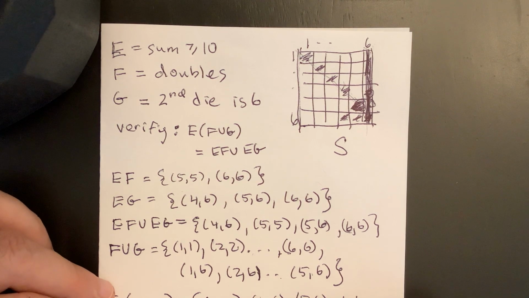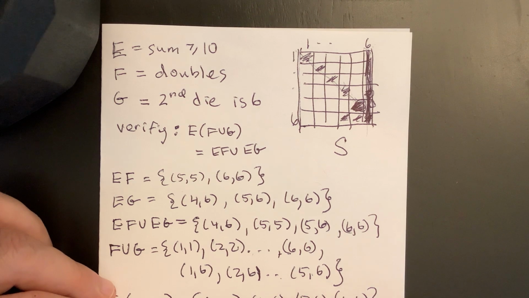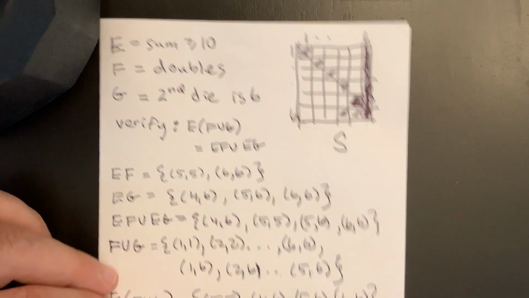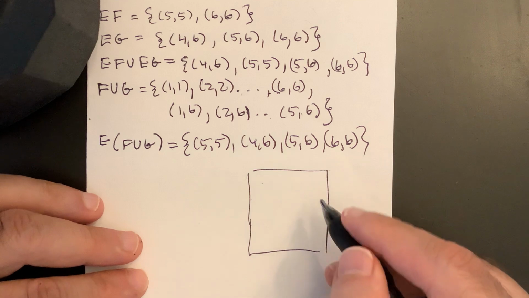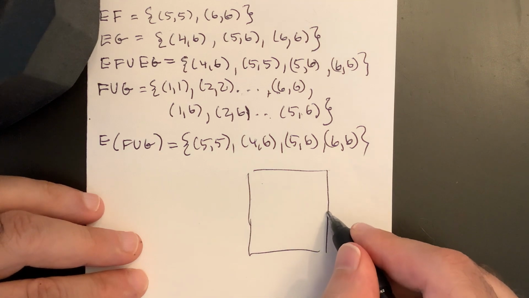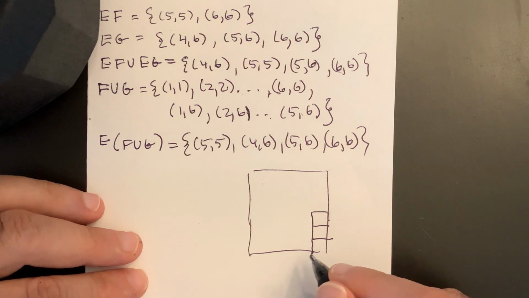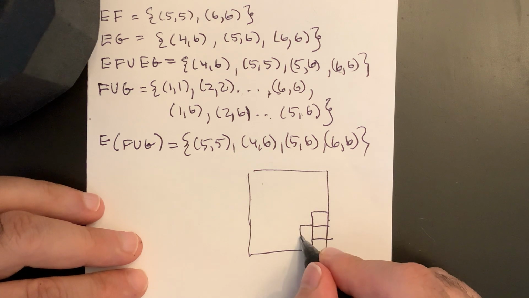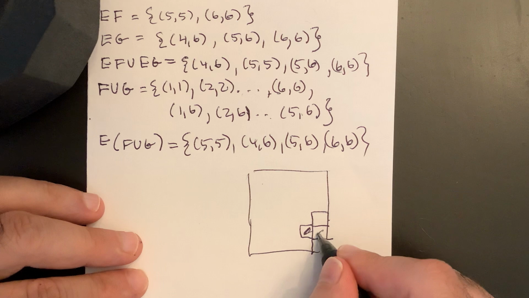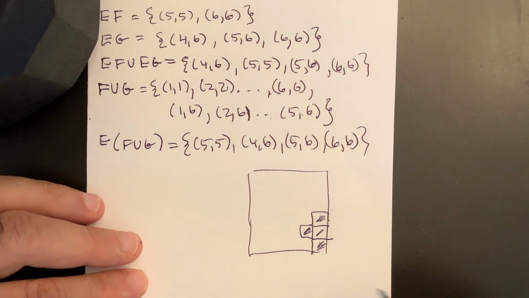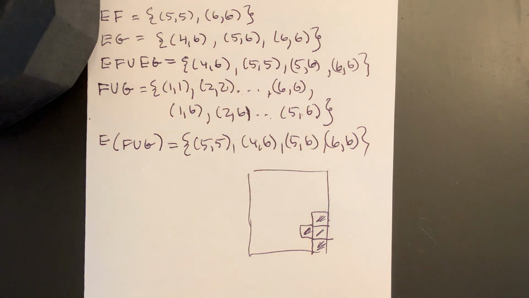I can make a little picture of this. If I have this, it's just these three, right? And this one.